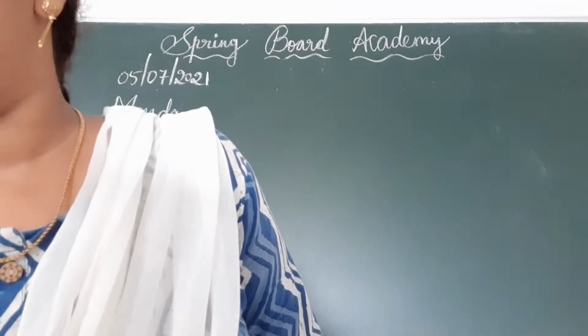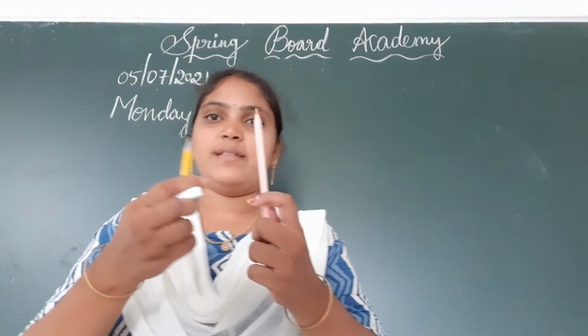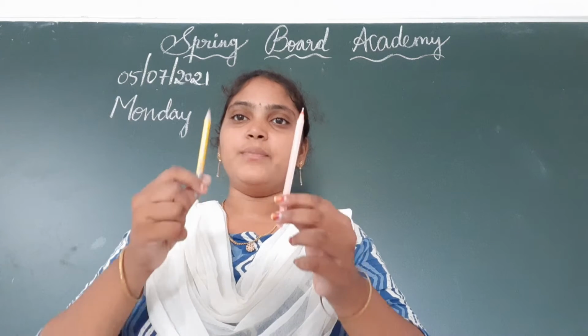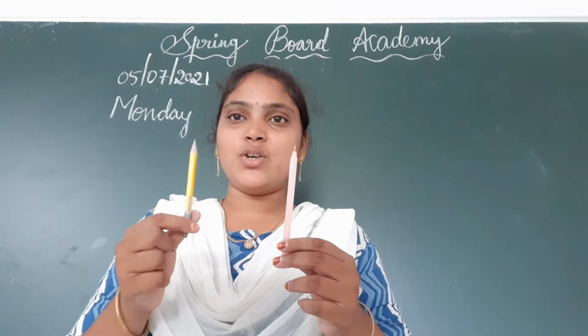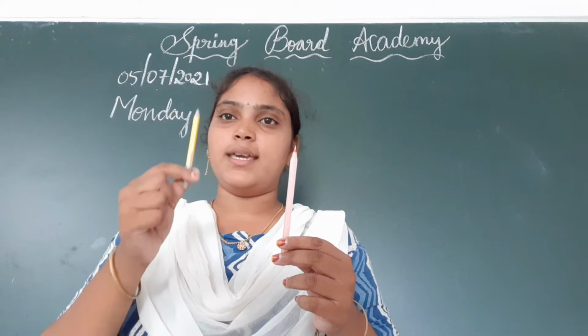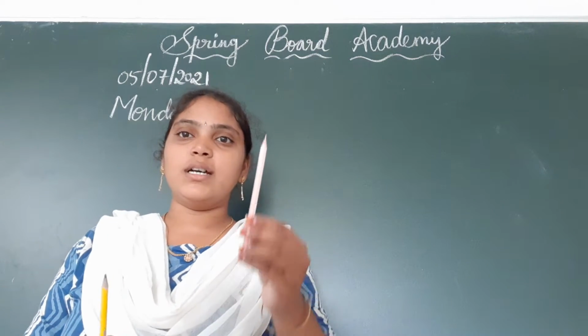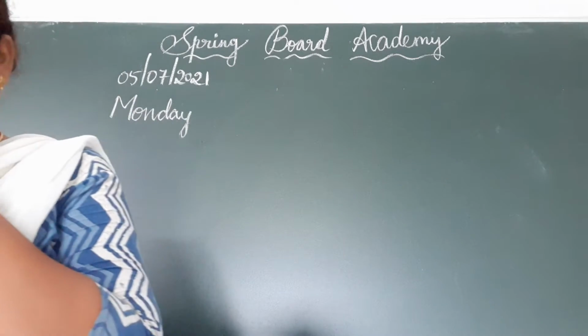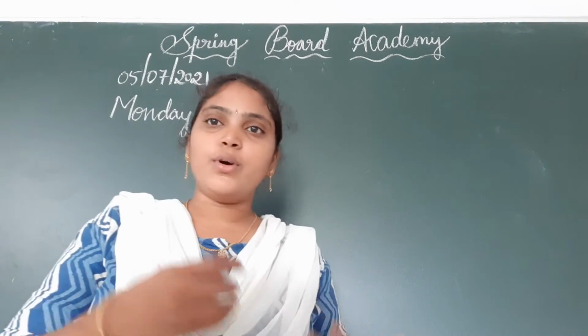Now everyone see, children, here I am showing two pencils. This is a pencil and this is a pen. In these two, which one is shorter and which one is longer, children? Yes, the pencil is shorter and the pen is longer. We learned one more thing also, children, when we compare more than two objects.